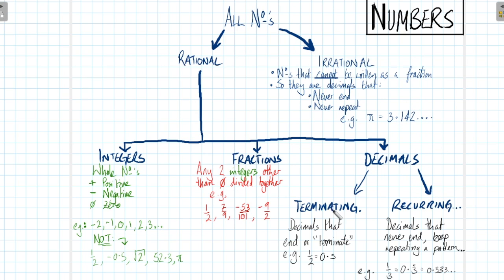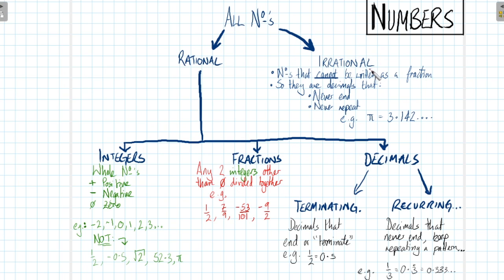So within decimals we have terminating decimals, 1/2, which is 0.5, and that's it. Doesn't repeat, doesn't carry on. 1/2 is just 0.5, end of story. And we have recurring decimals. Now, following back up the tree to rational numbers, the other side of the story is irrational numbers.